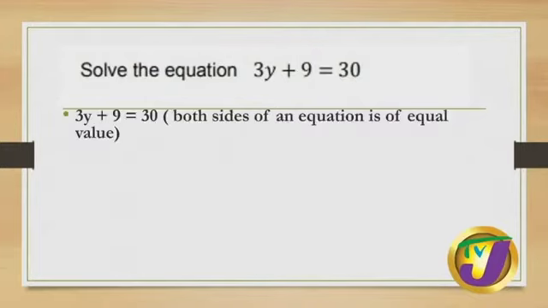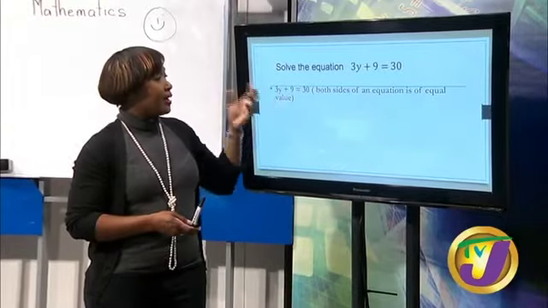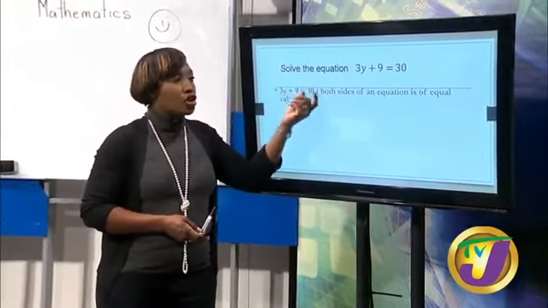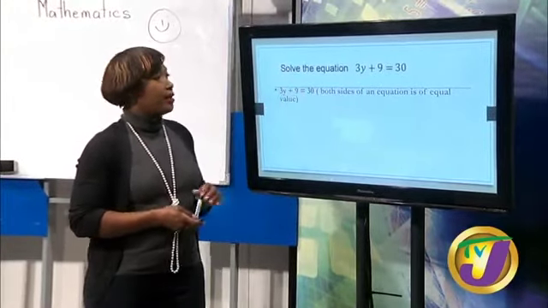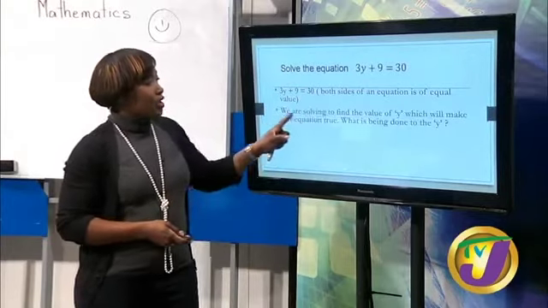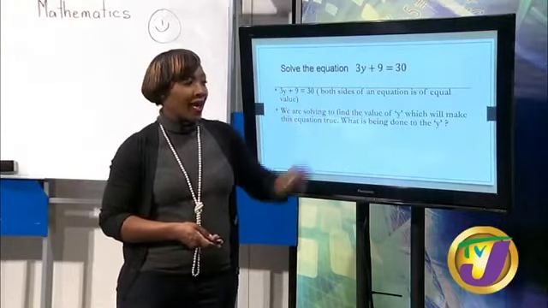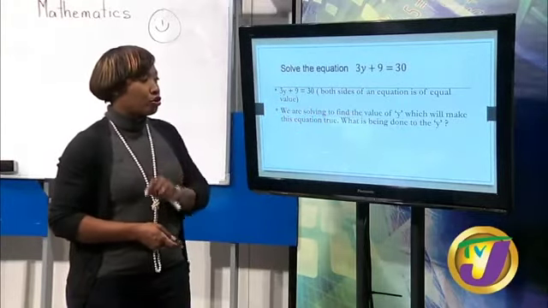Let us look. Now, just a few pointers. When you have an equation, both sides of the equation are equal in value. So what we're saying, 3y plus 9 is the same value as 30. That's why it has an equal sign. So let us continue. We're solving to find the value of y, which will make this equation true.